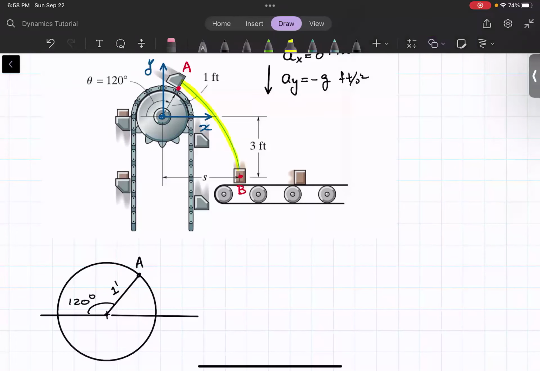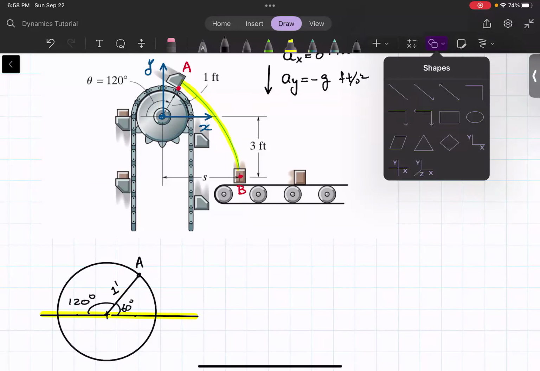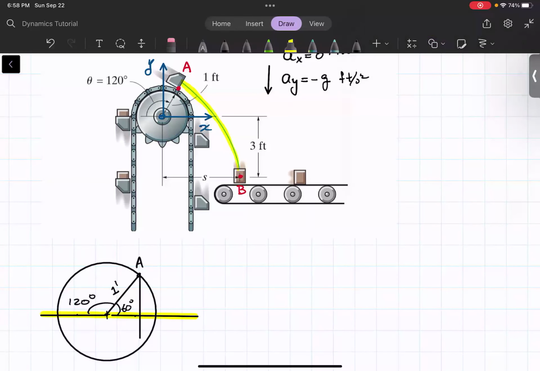Essentially, we know that the angle from here to here is going to be 180 degrees. 180 minus 120 is 60, so that's 60 here. I'll draw a line here, and we'll see that this is a right angle. So this is 30. We'll draw the x-axis.